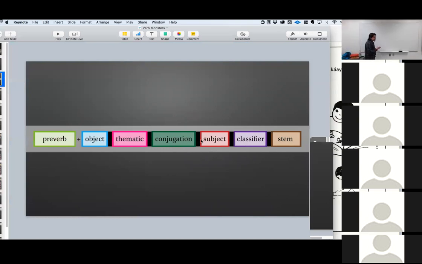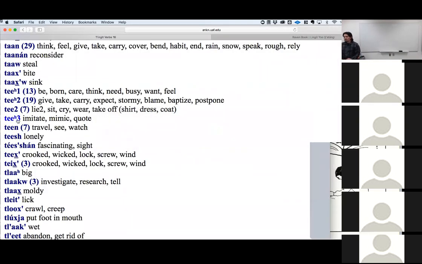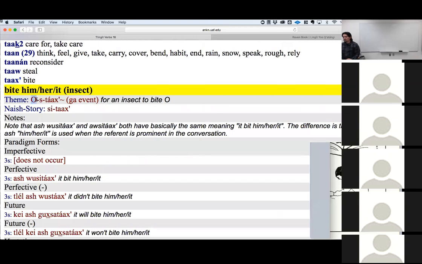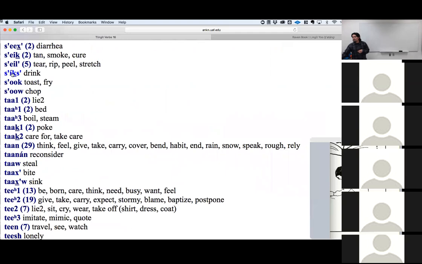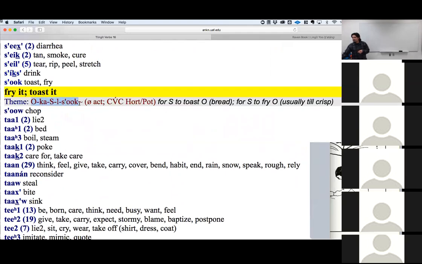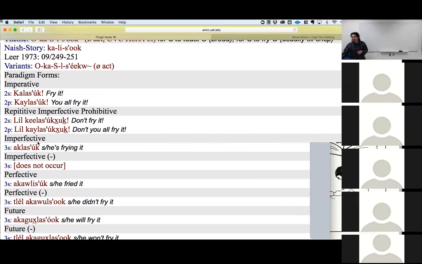Subject is the one who does the verb. So a subject does it to an object. And when we look at a verb, this shows us there's an object there, but there's no subject. So we cannot add a subject if it's not in the theme. This has an object and a subject, to toast something, right?